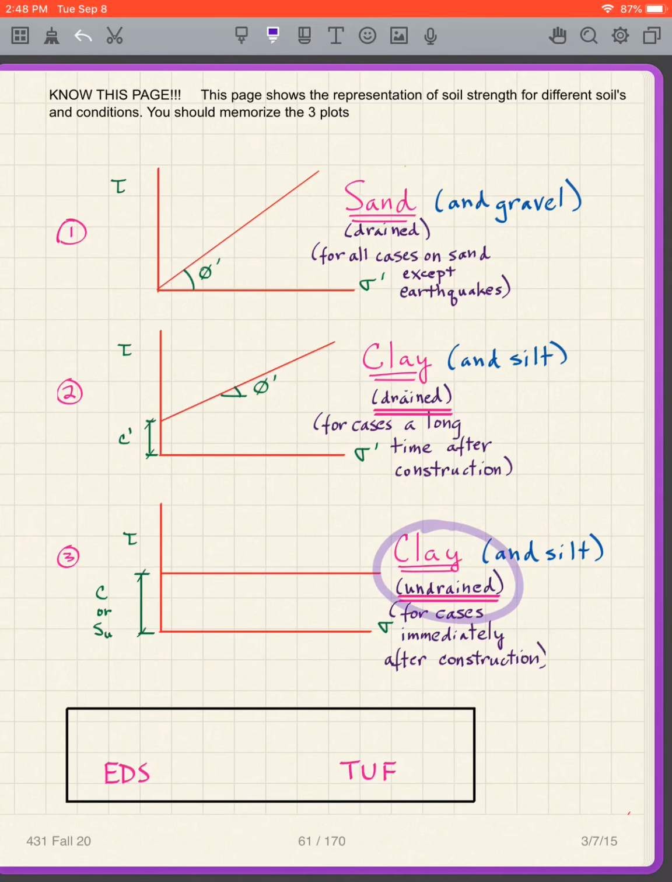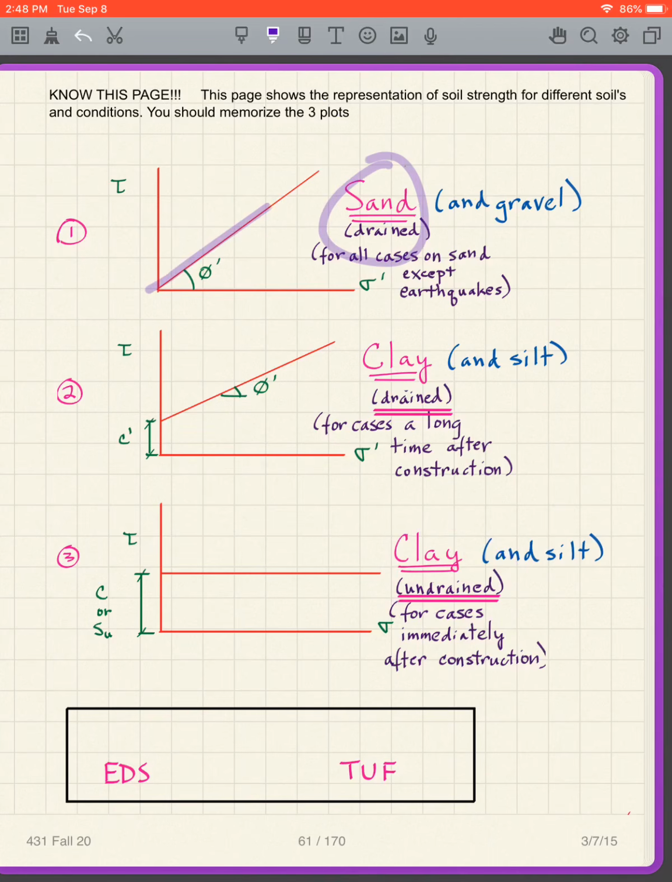For clay undrained, we have a line, it's horizontal. So the angle would be 0, and then we call the intercept C or SU, SU standing for undrained shear strength. What you need to know, you need to know this.